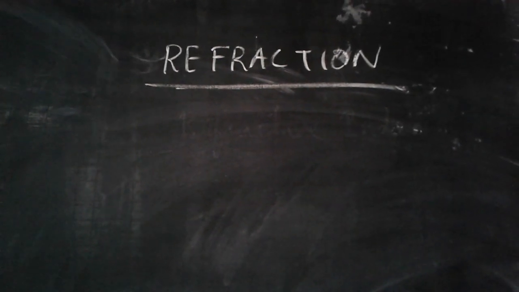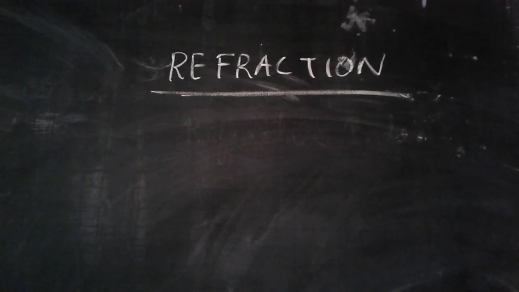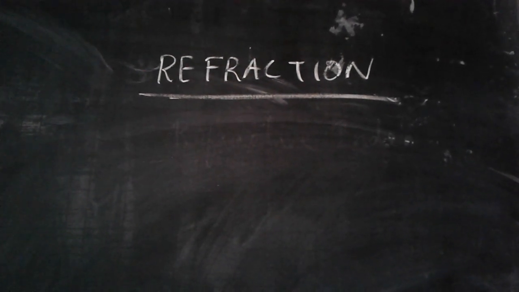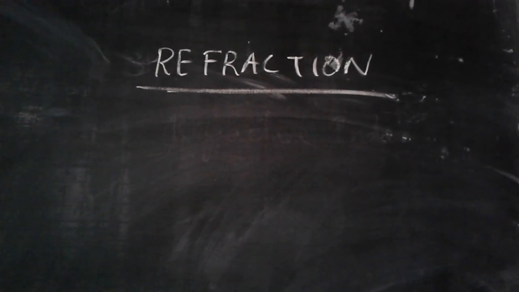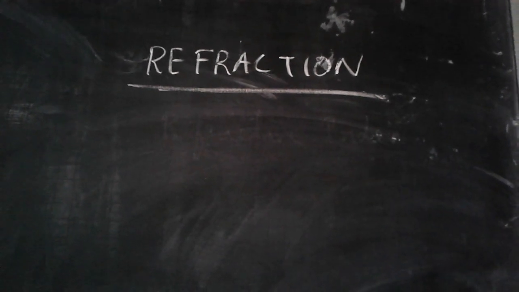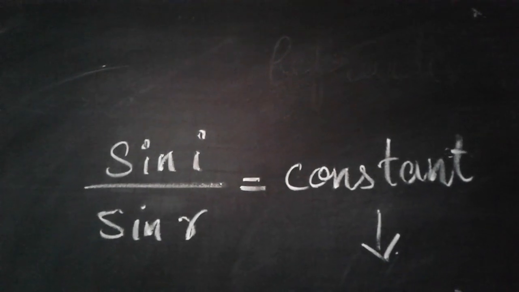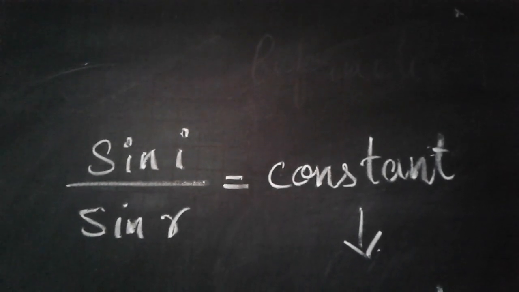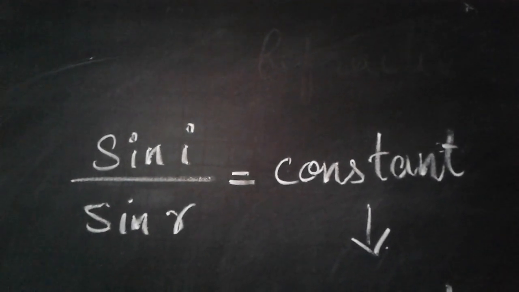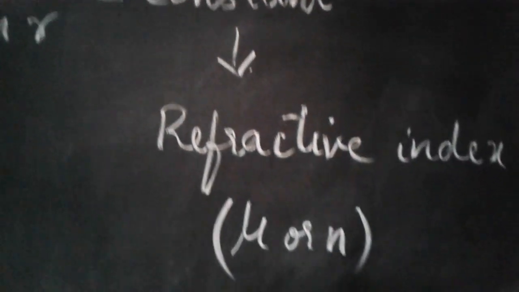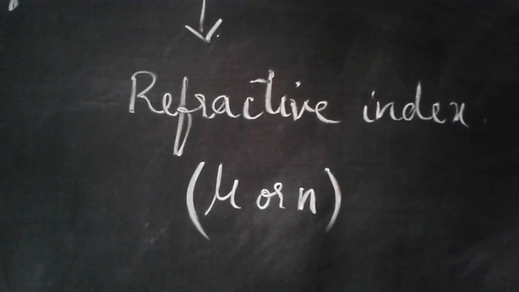Hello students, in this video we will be studying the constant that we have studied in the second law of refraction. Let us see what that constant is known as. Sin I upon sin R is equal to constant. This we have learned in the second law of refraction. And this constant is known as refractive index.